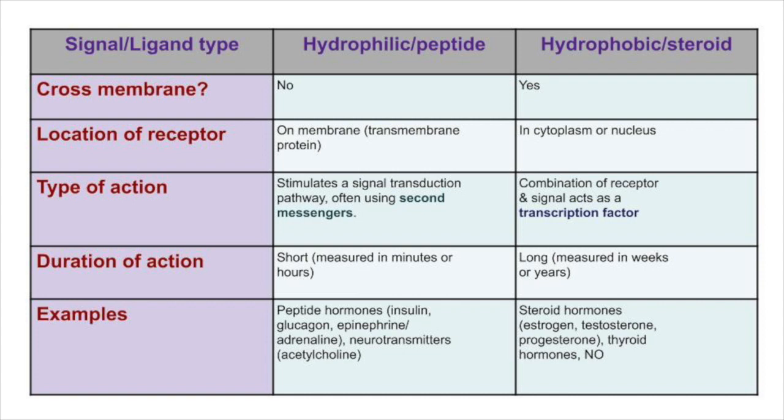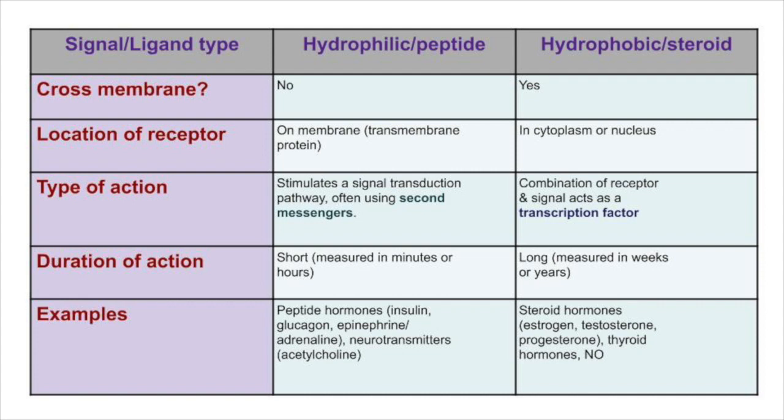In hydrophilic signals, the ligand does not pass the cell membrane. The receptor is located on the membrane or embedded within the membrane. They stimulate a transduction pathway, often using secondary messengers. This action is short, measured in minutes or hours. Examples of this could be peptide hormones like insulin, glucagon, epinephrine, neurotransmitters, more specifically acetylcholine.